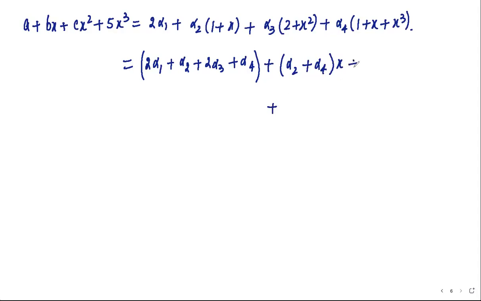Let's see if we can write it here. It is alpha 3 x square, okay. Then coefficients of x cube. Then it's alpha 4 x cube.